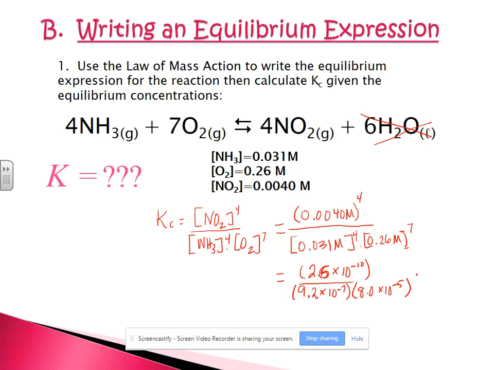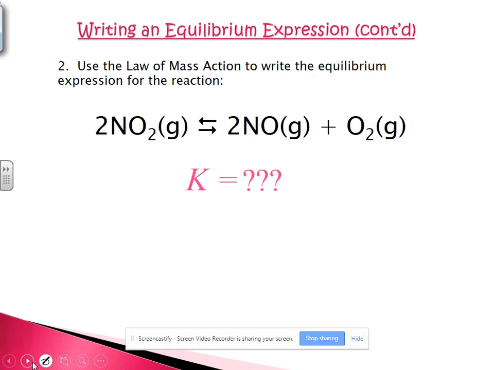So for the final K value, we're going to round that to 2 sig figs, and I end up getting 3.5 for that answer. Let me double check that just to make sure. Yes, that's what I got, 3.5. That's your K value. All right, that would be your equilibrium constant.